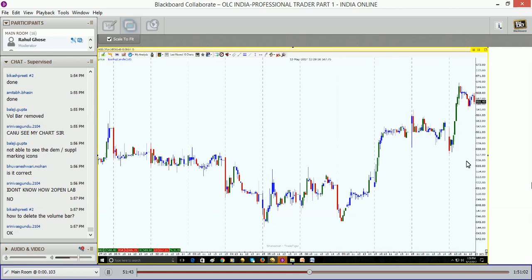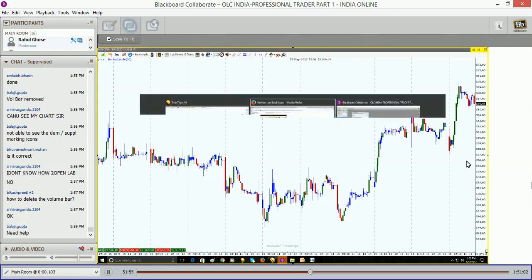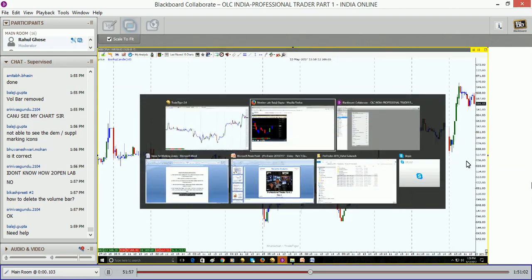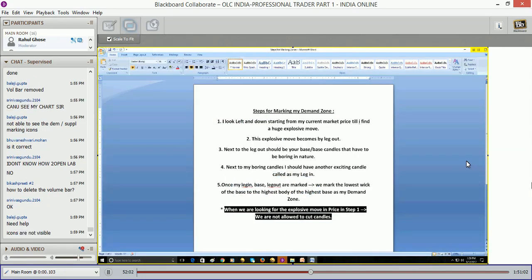Who else is left? Balaji, let's look at yours. Volume bar removed, but you have to mark your zone, no, Balaji? You haven't marked your zone. See, the rules are on my table. Let me show you the rules again. There you go. I'll give you another 5 minutes. If the demand supply icons are not visible, then you need to again get in touch with IT, Balaji. But you can mark 2 horizontal lines and call it your zone.